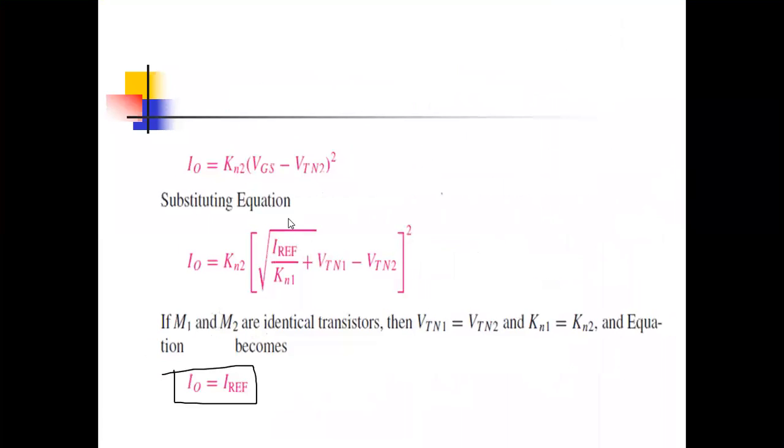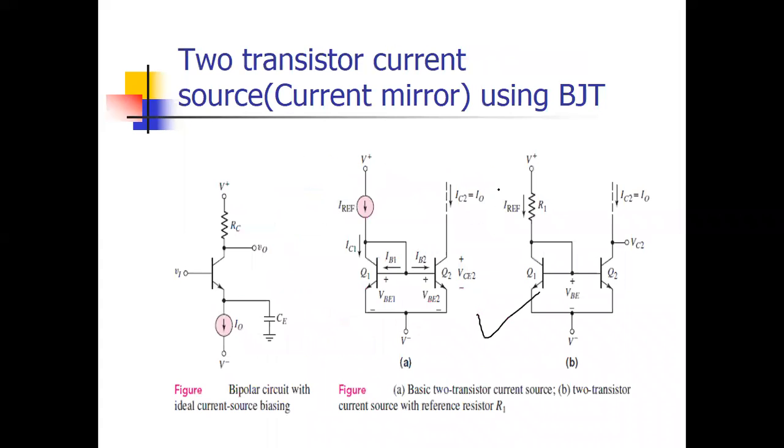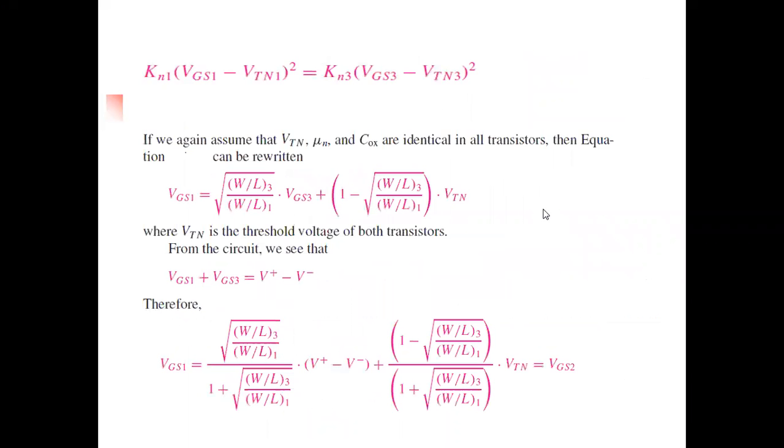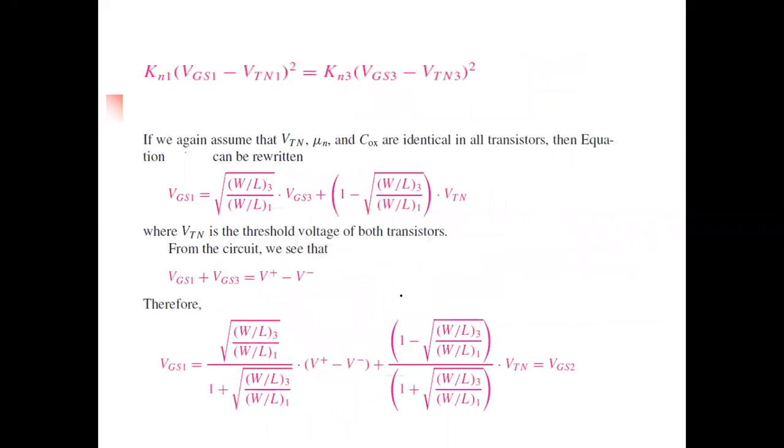If you see this diagram here, as I already explained in the starting, this is the reference current. Here we have attached one resistance. Now we are attaching one MOSFET for the reference current. Suppose its name is transistor 3, with transistors 1, 2, 3. Now how to solve it?